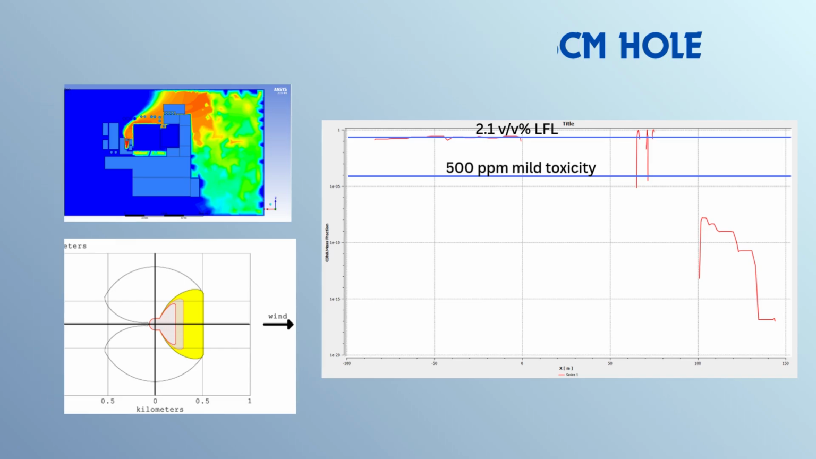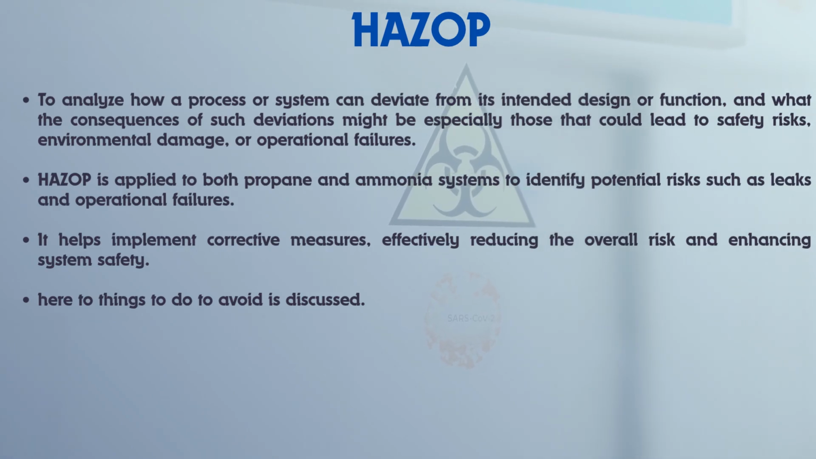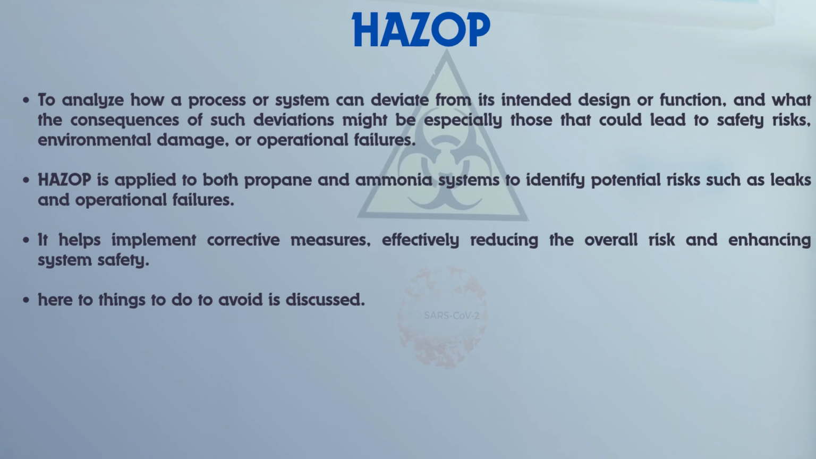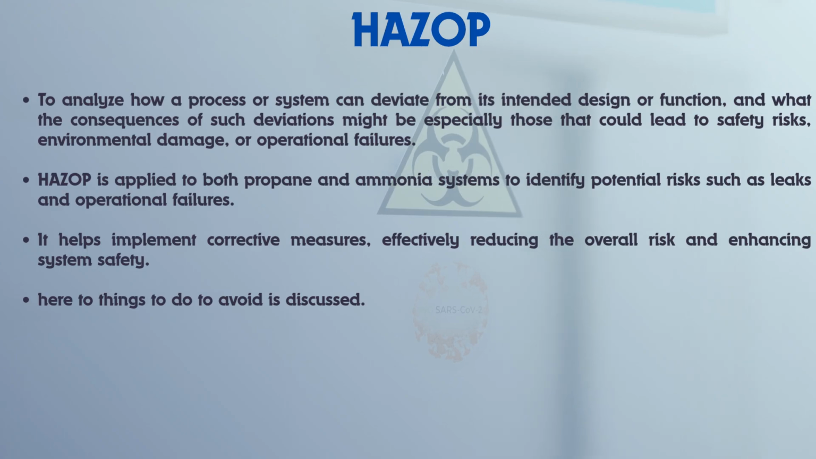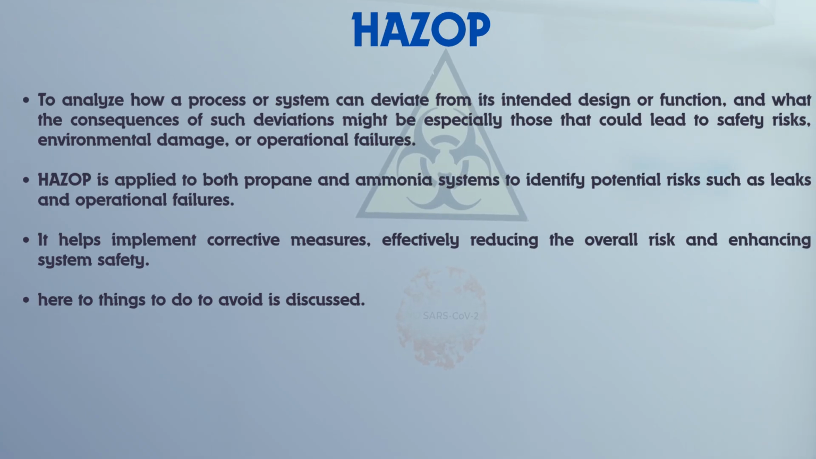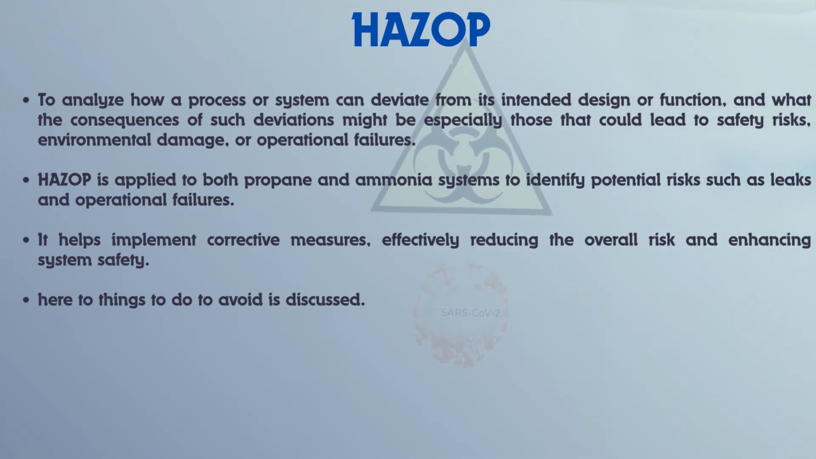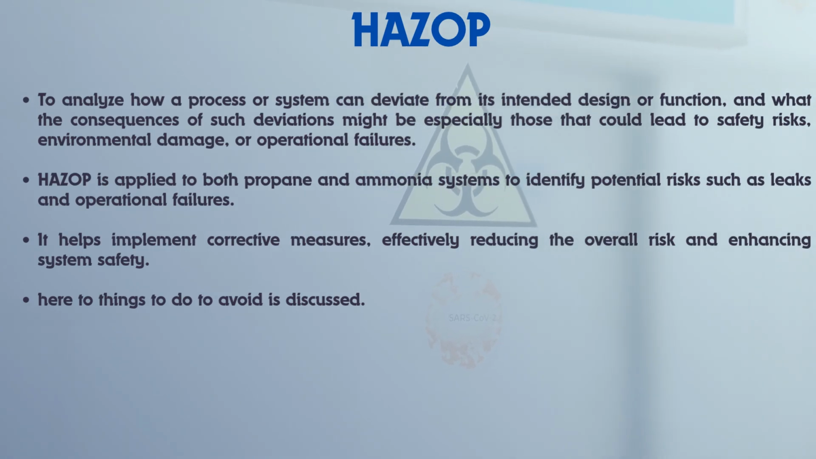HAZOP is used to analyze how a process or system can deviate from its intended design or function, and what the consequences of such deviations might be, especially those that could lead to safety risks, environmental damage, or operational failures. HAZOP is applied to both propane and ammonia systems to identify potential risks such as leaks and operational failures. It helps implement corrective measures, effectively reducing the overall risk and enhancing system safety. Here the things to do to avoid these are discussed.